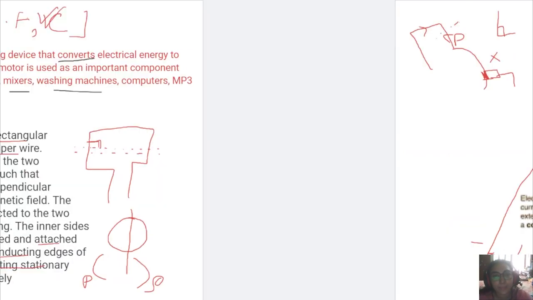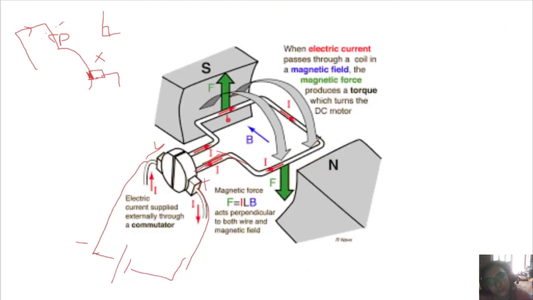Here also, due to this torque, slowly it reaches a position where CD has completely risen up and AB is completely down. What will happen is that the direction of the current will change.